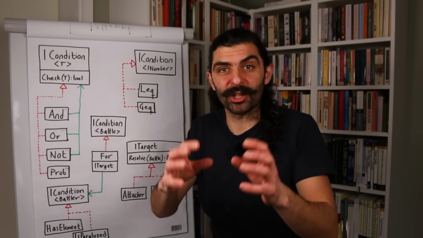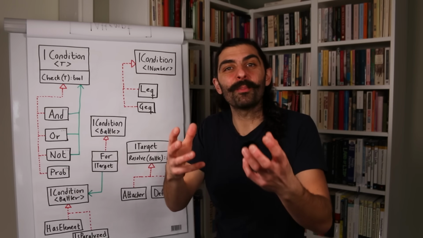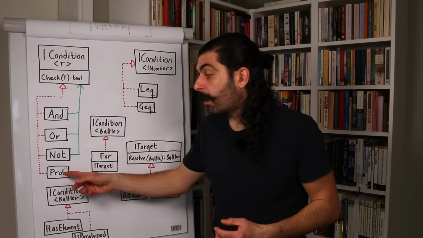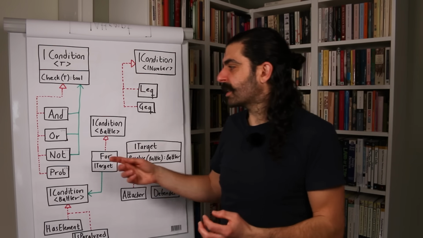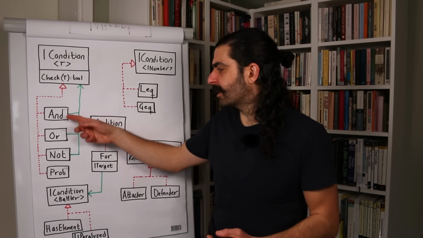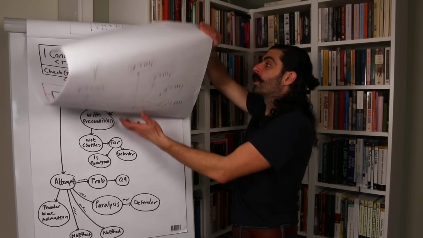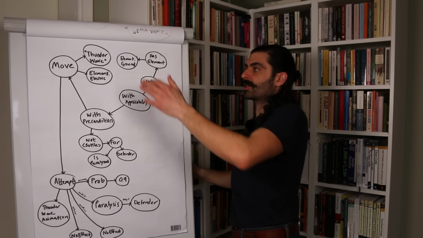In composite pattern terms, a condition is the component. Simple conditions like probability are leaves. And the composites are the conditions that contain other conditions, like and, or, and not. Let's take an example of composite conditions in action.